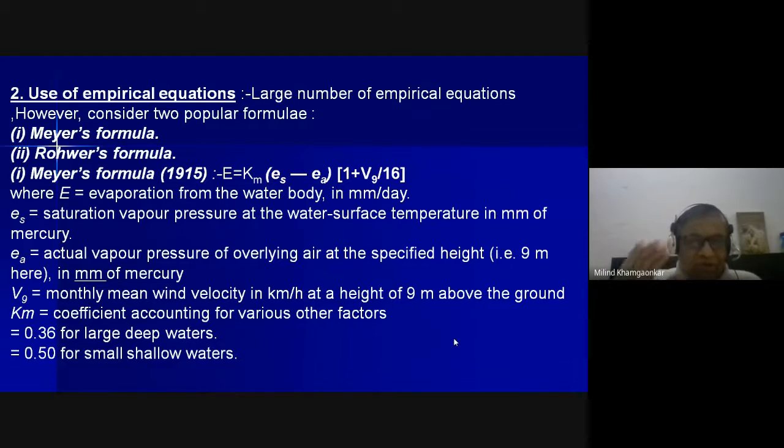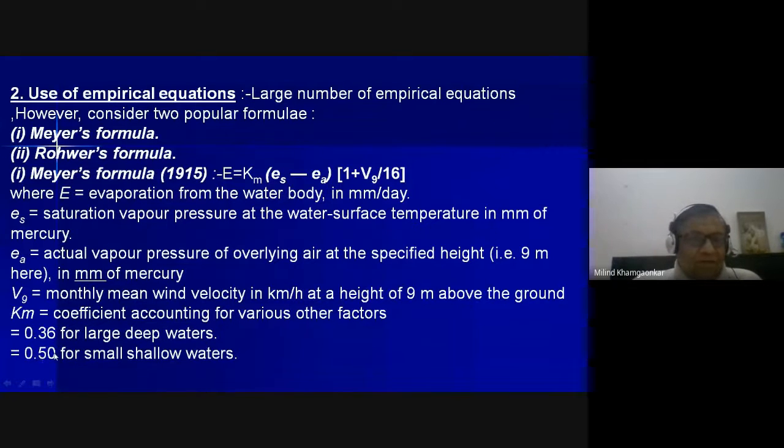So I say two formulae. Mayer's formula: evaporation in millimeters per day. ES is saturation vapor pressure in millimeters of mercury, or millibar as we also call it. EA is actual vapor pressure, again in millimeters of mercury. V9 is mean monthly velocity, 9 meters above the ground, in kilometers per hour. And KM has a value of 0.36 to 0.5.